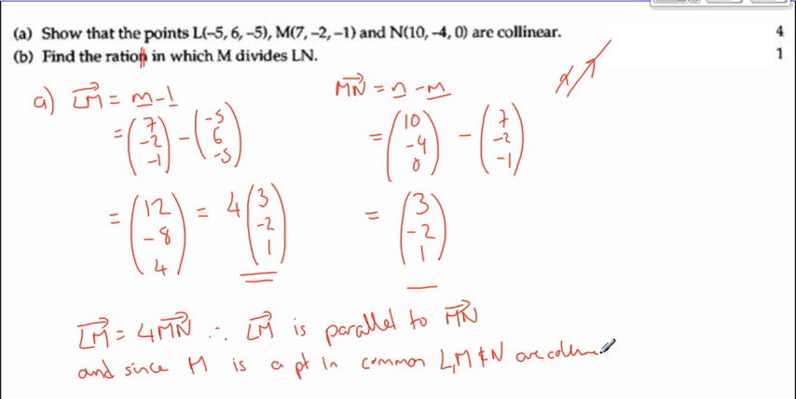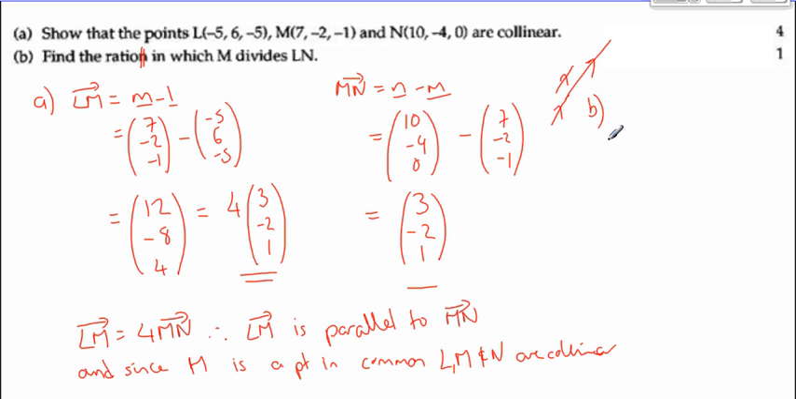That has to be your explanation. Okay, one is a multiple of the other, and I found that out because now I know that that's parallel to that, and because M is at a common point, these parallel vectors actually have to be in the same straight line. One has to be connected to the other. Okay, that's how you prove collinearity. Now part B is just one mark.